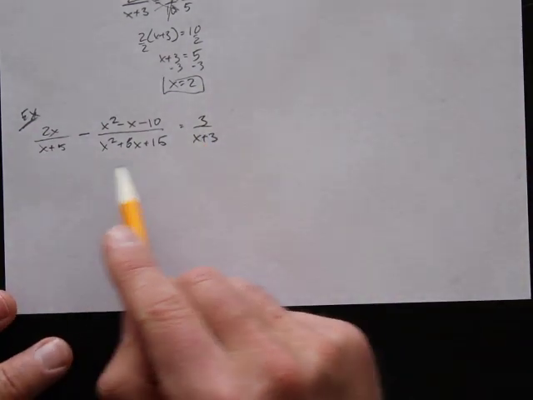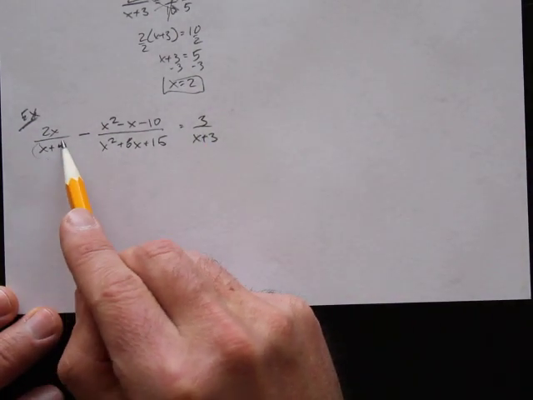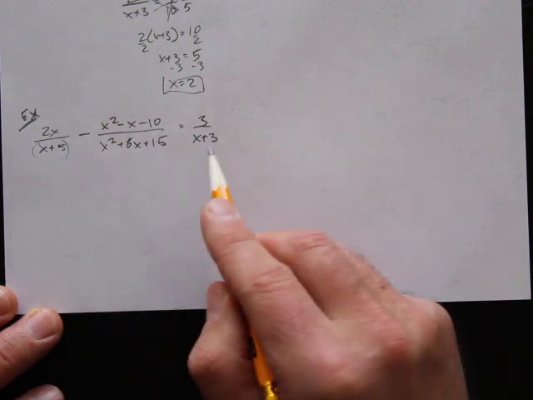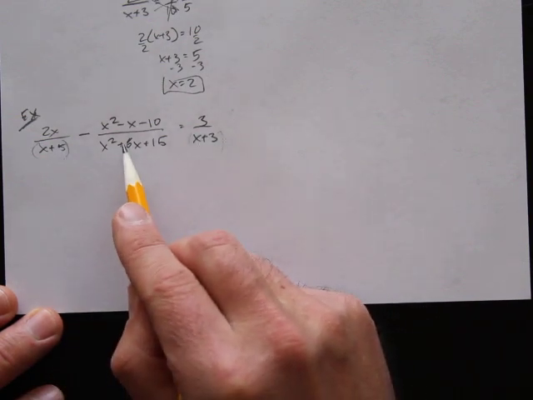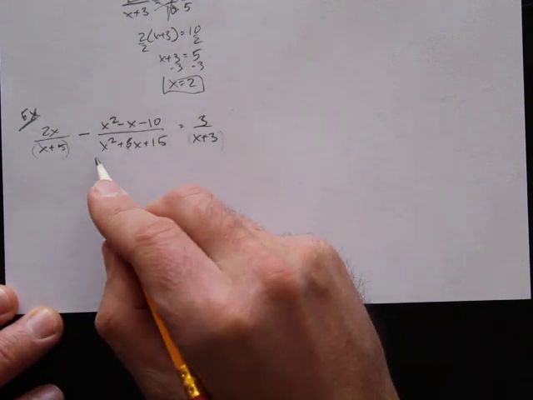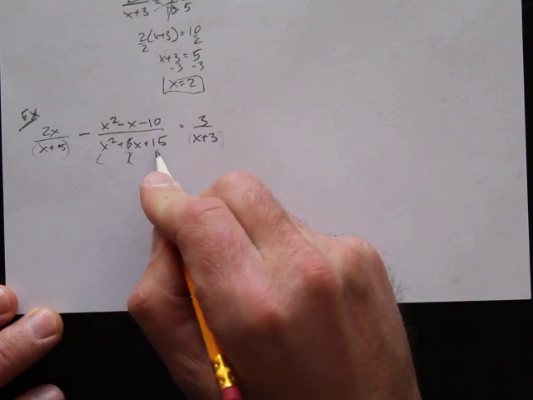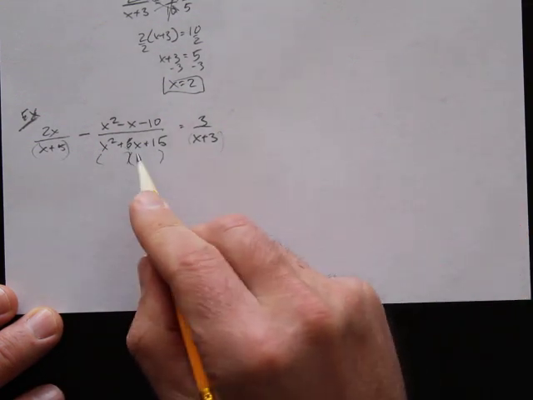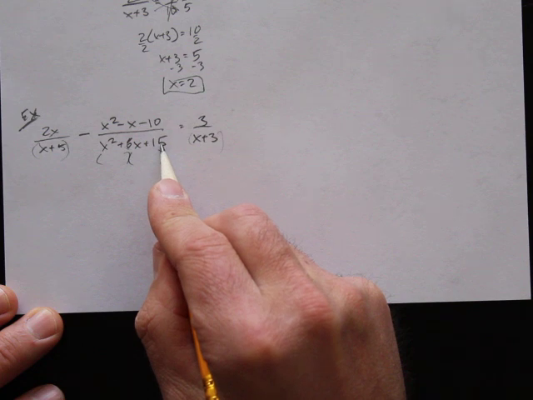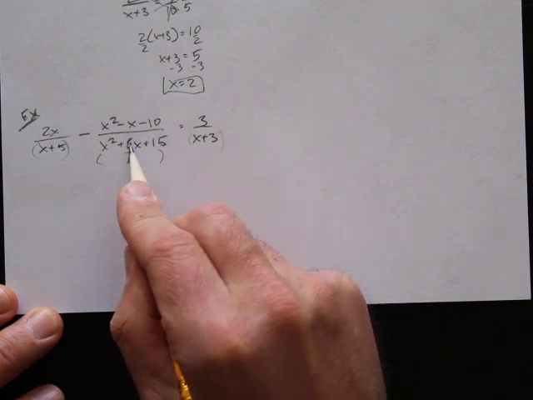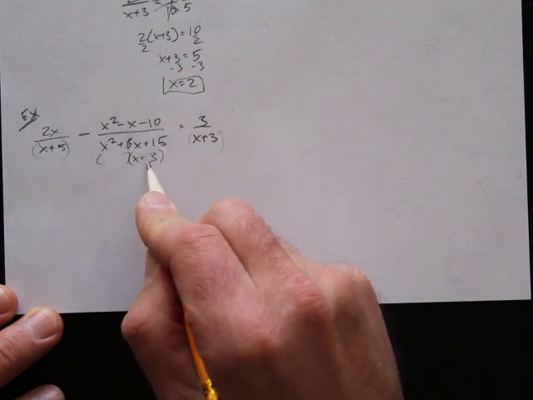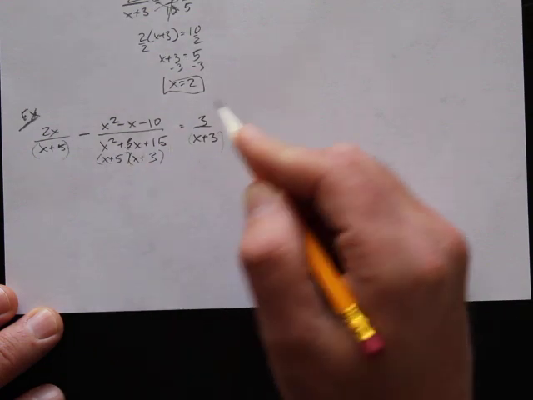So we need a common denominator to do that. This guy is x plus 5. This is x plus 3. Let's see what this is if I were to factor this. Hopefully it's x plus 5 times x plus 3, right? When I multiply together to get 15 and add together to get 8, that is 3 and 5. X plus 5 and x plus 3. Great.